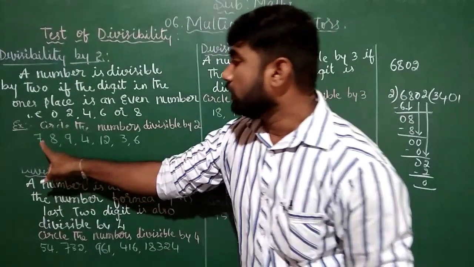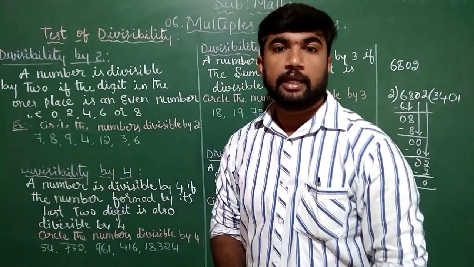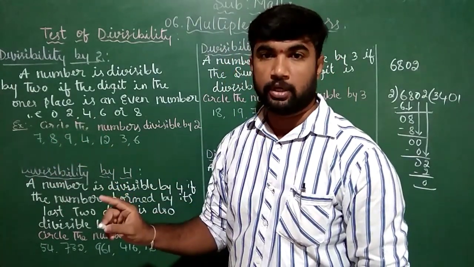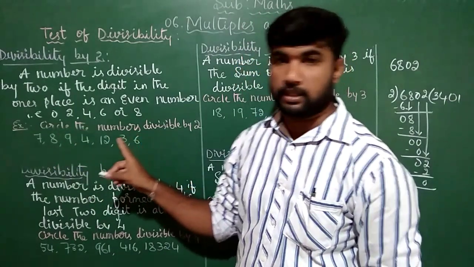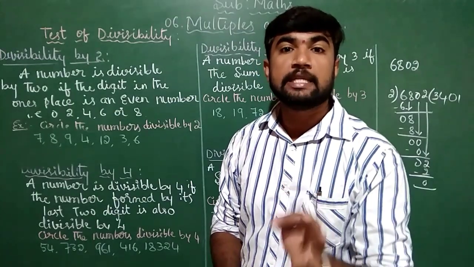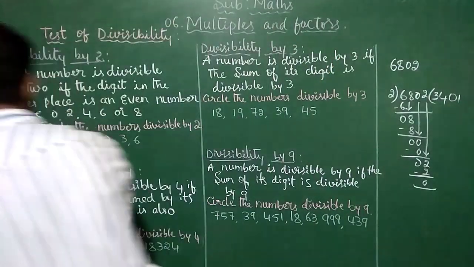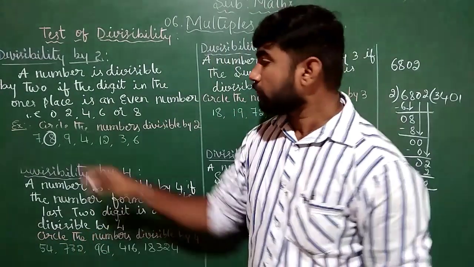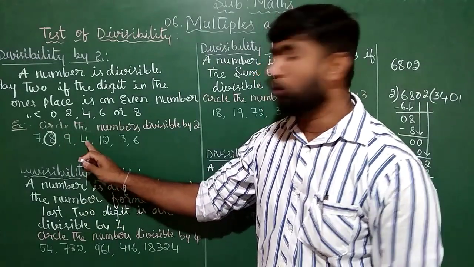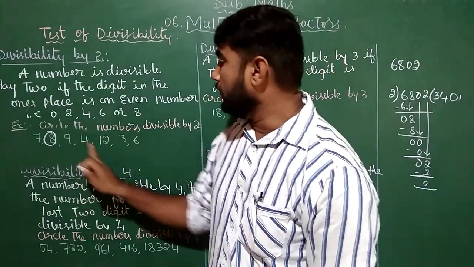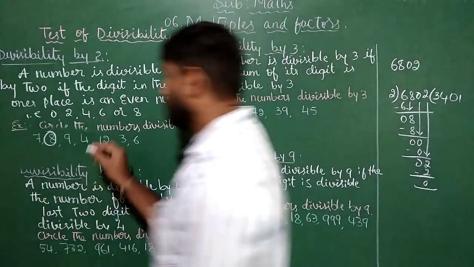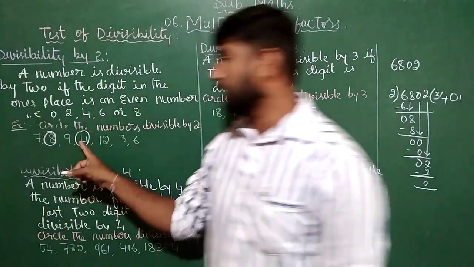So here the 7 is not an even number. So it is not exactly divisible by 2. So 8 is an even number. So we need to circle the numbers which are divisible by 2. 8 is exactly divisible by 2. Why? Because it is an even number. So I am circling the number. Next 9, it is not an even number. So next is 4, an even number, and these numbers have only the ones place. The 4 is an even number, so I am circling the number.